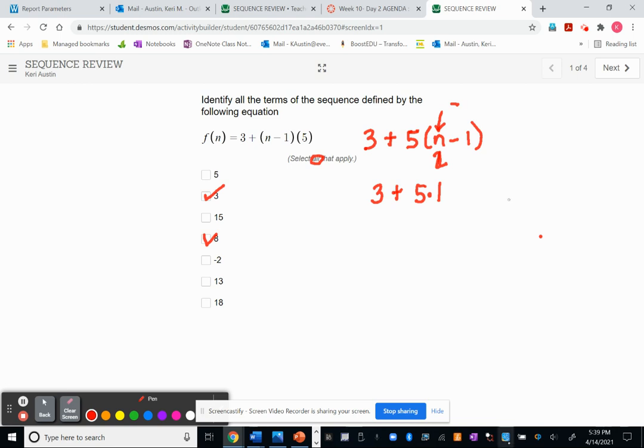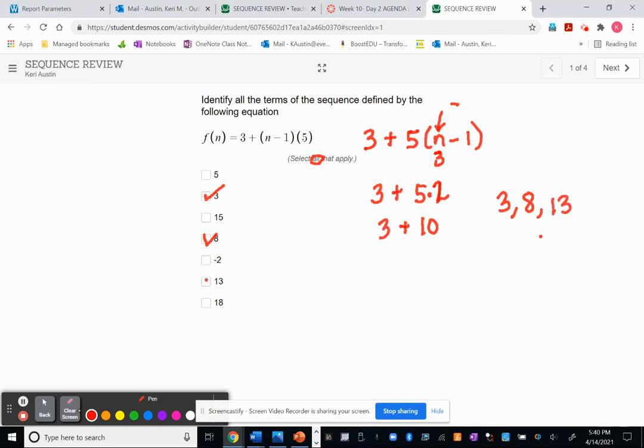I'm also going to start recording what I'm getting. I got 3, and then I got 8. We might think we know what's going on, but let's try one more. Let's put a 3 in there now. 3 minus 1 is 2. 2 times 5 is 10. And 10 plus 3 is 13.